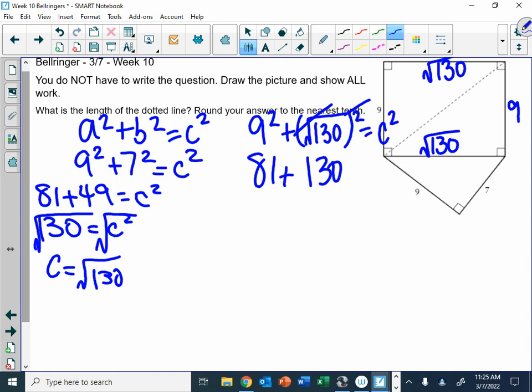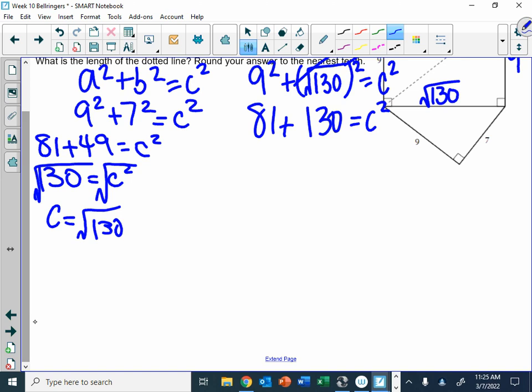Good. So when you square a square root, it simply just cancels out. You're left with 130. That's why I wanted to leave it as square root of 130. Because if you simplify it, then it's a little harder to see that. And that equals c squared. What is 81 plus 130? 211. And then once again, to get c all alone, I square root both sides.